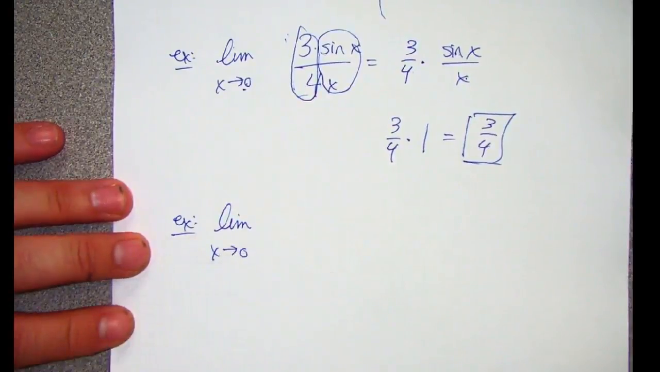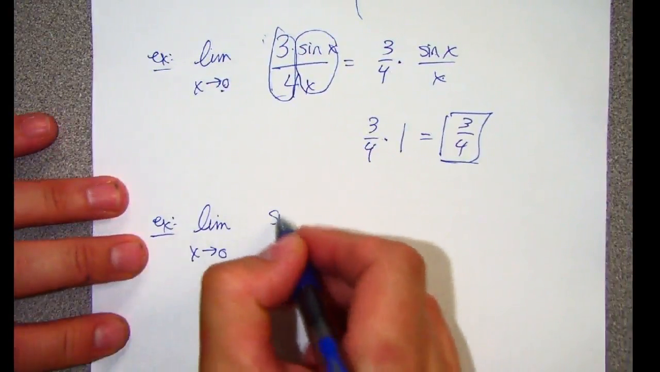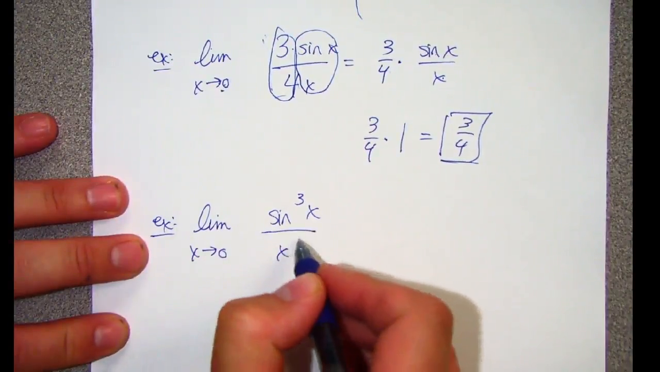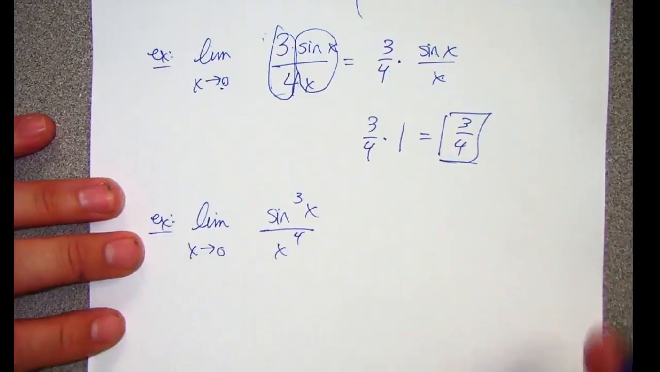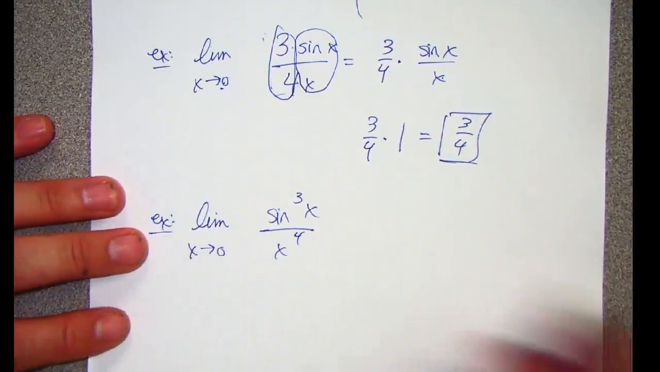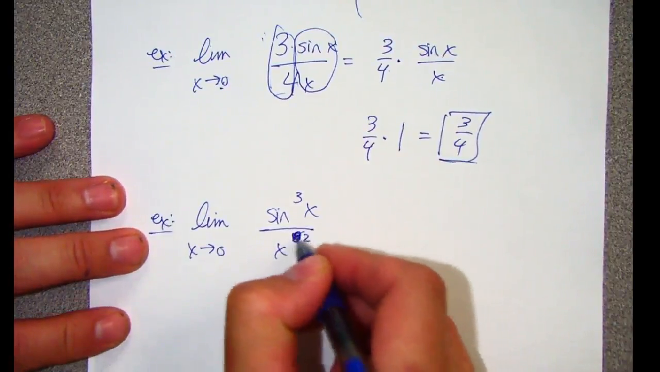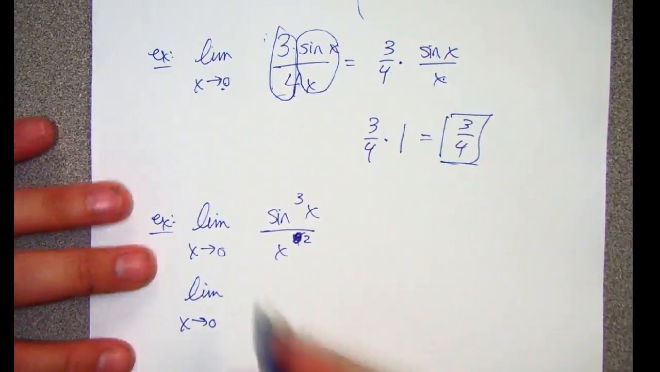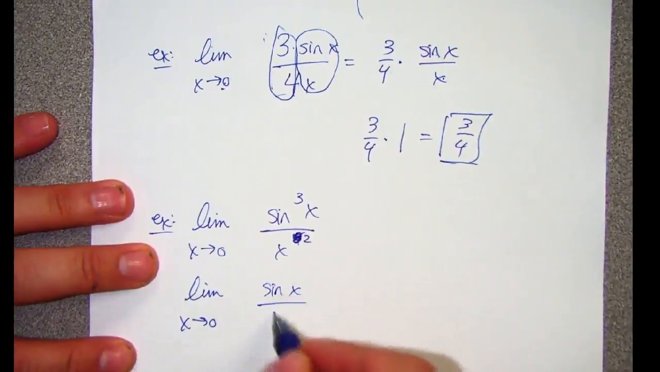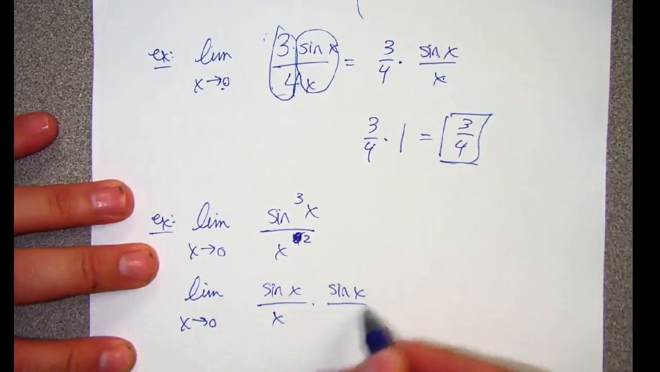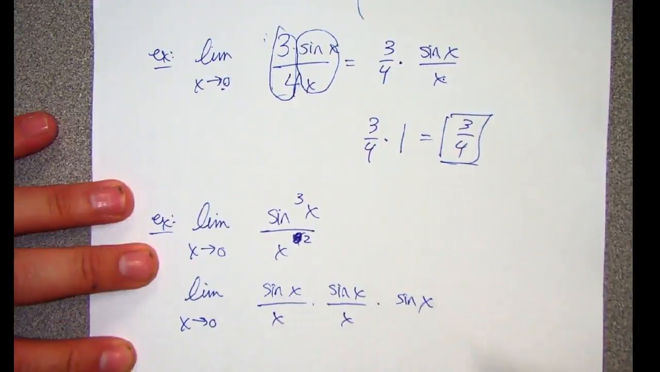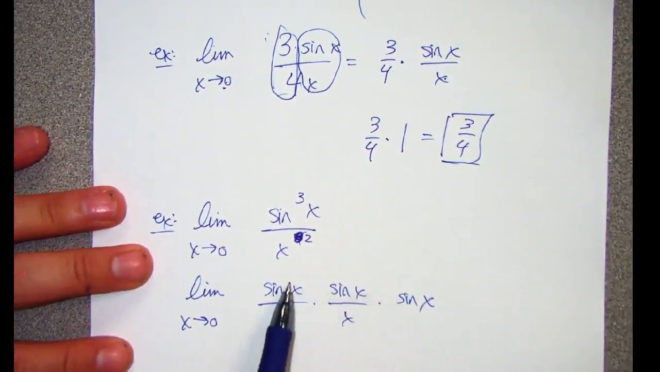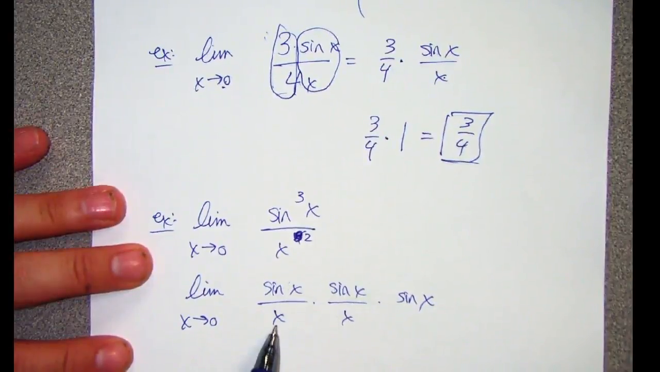Let's say the limit as x approaches 0 of sine cubed of x over x squared. The way we could think about that one is I could rewrite that as sine of x over x, sine of x over x, sine of x. Because then I got my sine of x cubed, I got 3 of them. And I got my x squared, I got 2 of them.